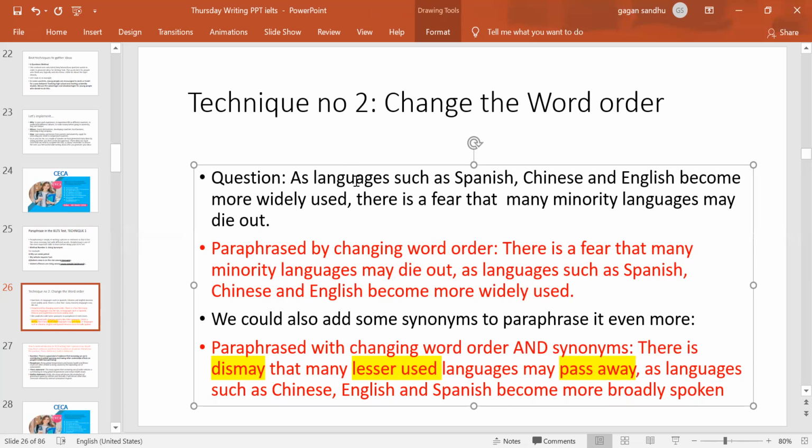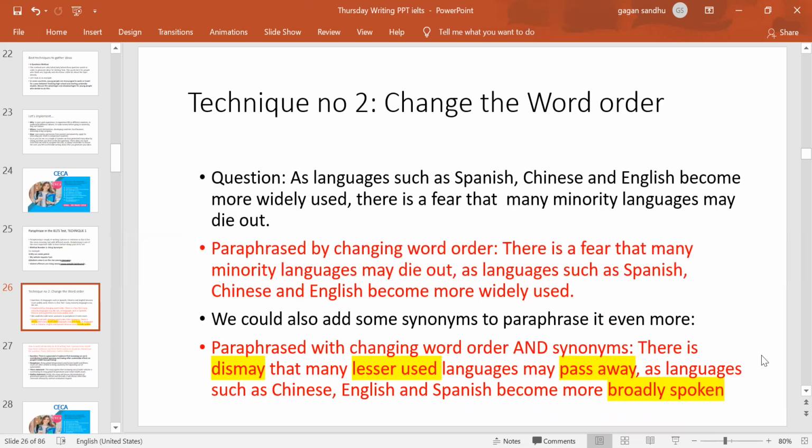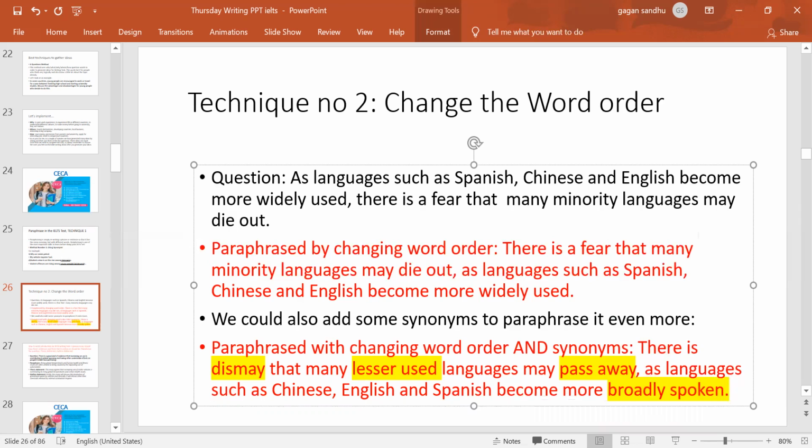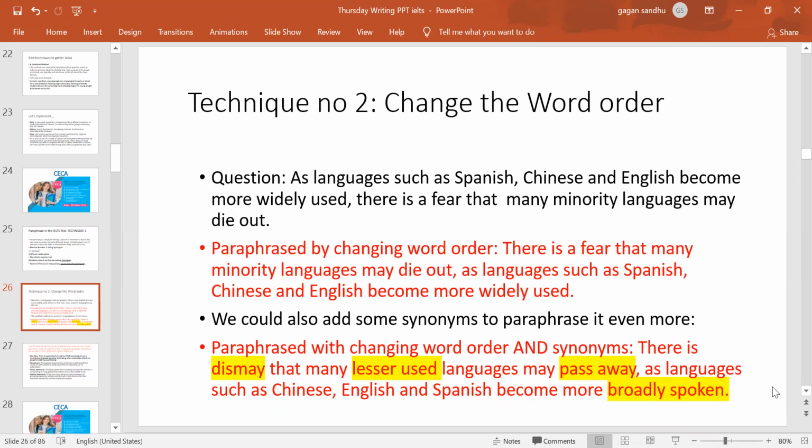So as languages, this is the former part. Definitely we're not changing the nouns given: Spanish, Chinese, English, right? Such as these become more broadly spoken. So it was written more widely used, I wrote more broadly spoken, right? So this is like mixing both the techniques. You see, this is giving the statement a whole new look.